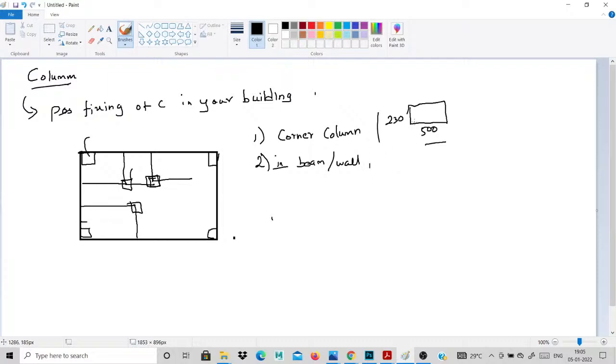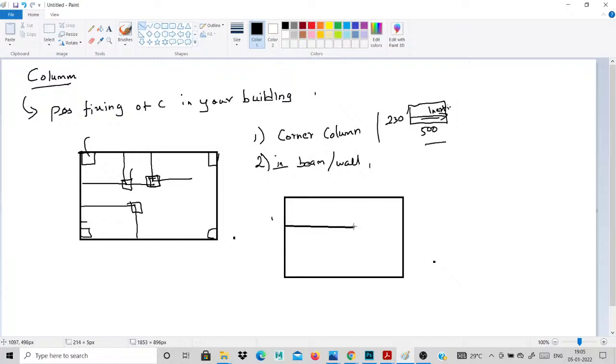The inertia force is higher on the depth side. So you provide the orientation accordingly. I will give a simple example. This is our plan, a simple plan. I take this one beam, which is a longer beam, and this one joining as a shorter beam.